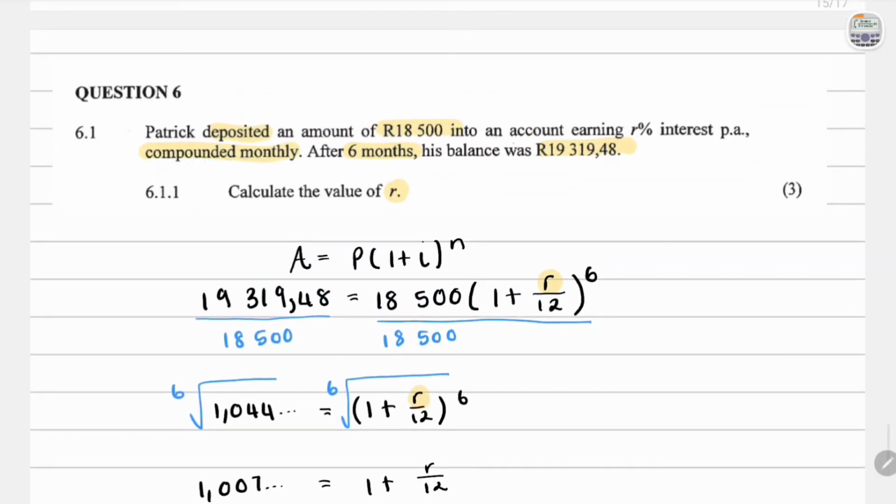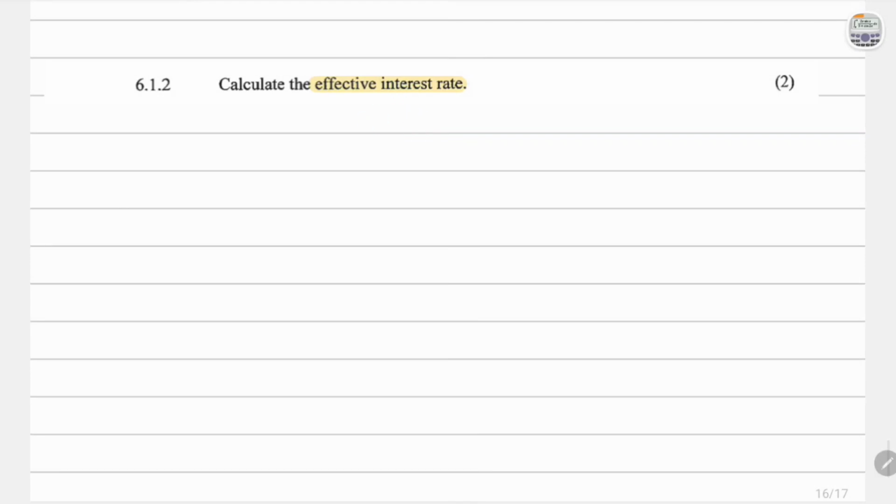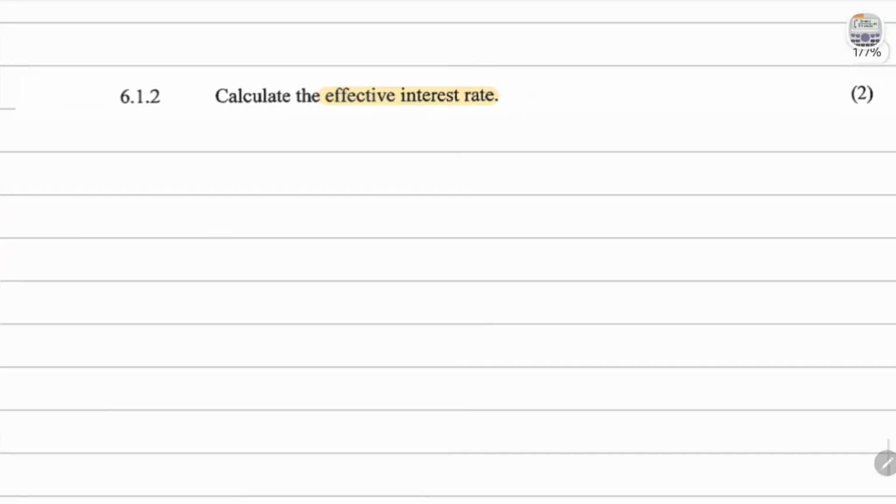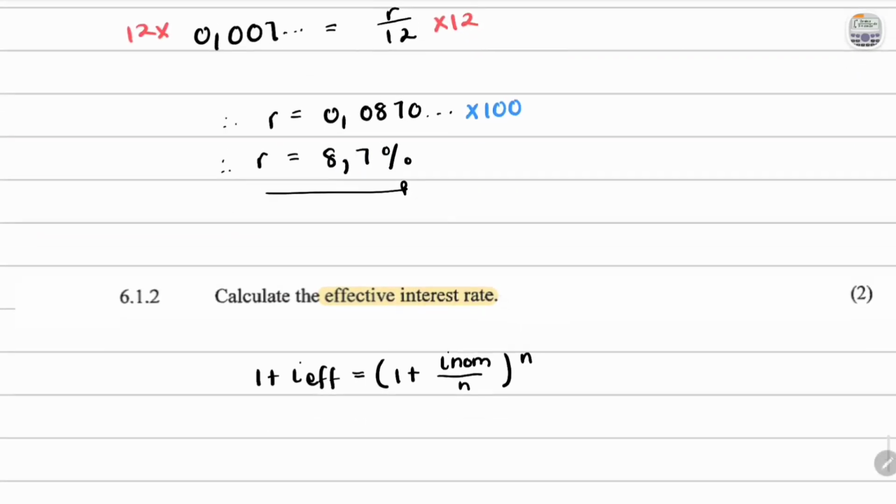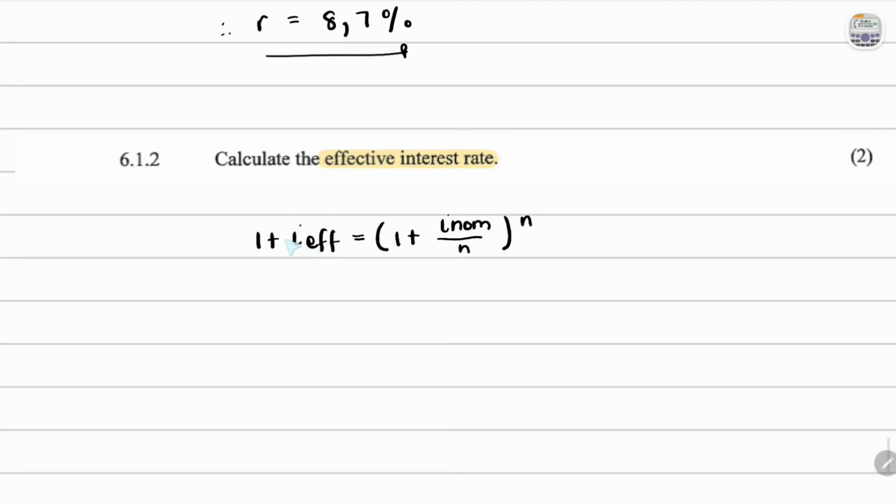This interest was compounded monthly. The effective interest rate is going to be the yearly interest rate, and there's a formula for that. It is 1 plus i effective, so that's the effective interest rate, is equal to 1 plus i nominal, the nominal interest rate over n, raised to the power of n. So here is where you're going to put the interest rate that was compounded, let's say monthly or quarterly. And we know that the interest rate that we had was compounded monthly. So we're trying to find the effective interest rate, the yearly interest rate.